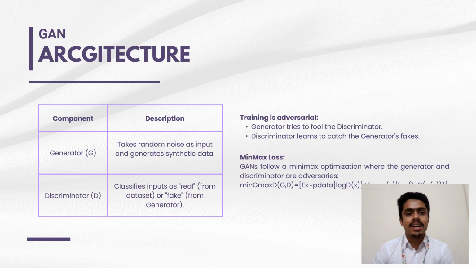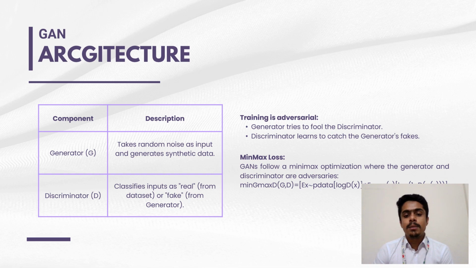Here is the GAN architecture. The component generator takes random noise as input and generates synthetic data. On the other hand, the component discriminator classifies inputs from the generator as real or fake. Training is adversarial. The generator tries to fool the discriminator. The discriminator learns to catch the generator's fakes.